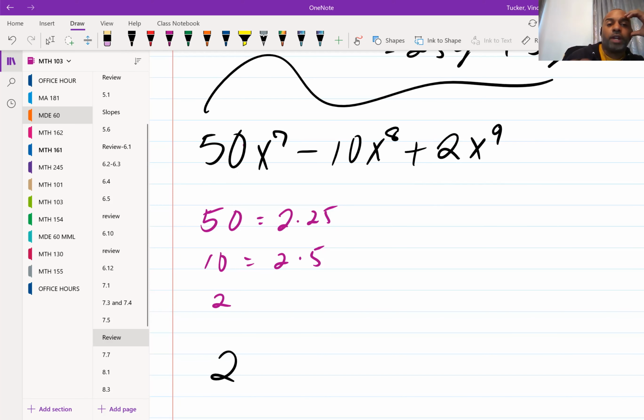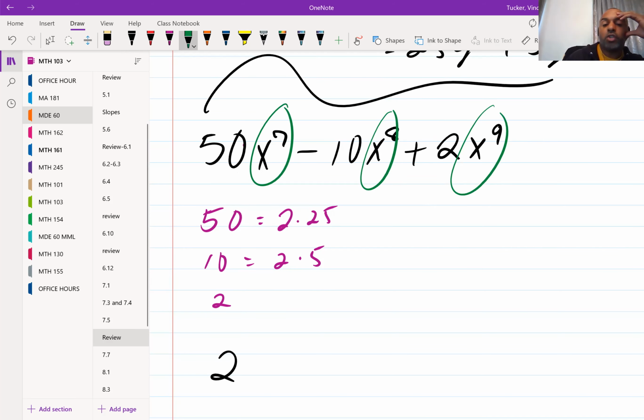And then when you look at your x's, you have 7 x's here, 8 x's here, and 9 x's here. So the most that you can pull out of all three would be 7, right? Because you can't pull 9 x's out of a 7. So the most you can pull out of each one would be x to the 7th. So that's going to be your GCF.